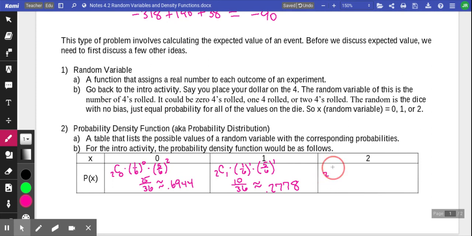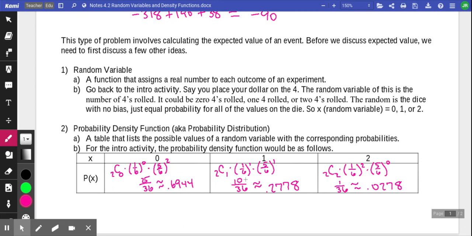Then our last case is if we roll both of those dice to be the same number that we chose. So that would be 2C2 times 1/6 to the 2nd power times 5/6 to the 0 power. All right, and that is going to give us 1 out of 36, which is approximately equal to 0.0278.